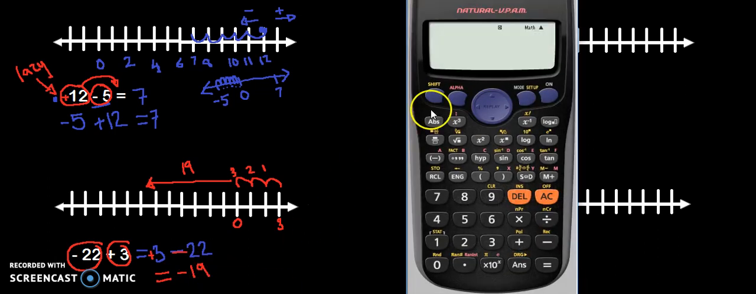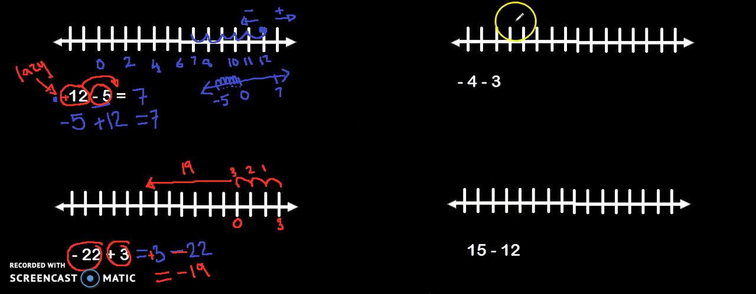Let's just prove that on a calculator. We started off with negative 22, and we added 3. It's negative 19. Let's try that the other way around. 3 minus 22, oh, not 222, we get an answer of negative 19. So they're both the same.